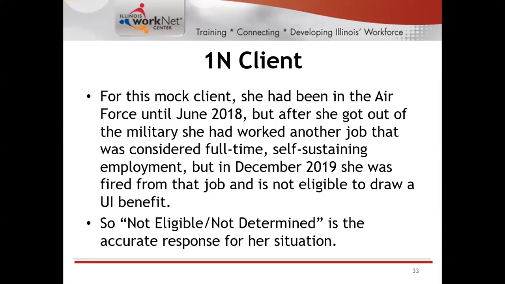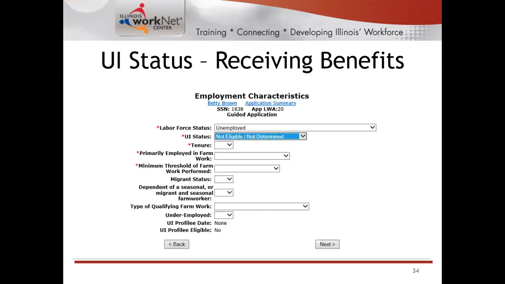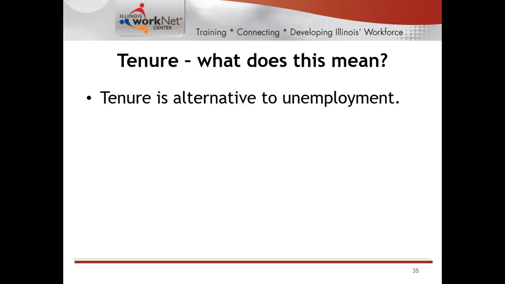Now, for this particular mock client in my PowerPoint, she had gotten out of the Air Force in June of 2018, and she got a job working right after she had gotten out of the military, but she got fired from that job in December of 19, well before the pandemic and well before anything else went on. And she wasn't eligible for traditional unemployment, and then she wasn't eligible for PUA. So for this particular client, the appropriate response is not eligible, not determined. So we kind of know, if we look at this screen right now, that this client's not going to meet unlikely to return unless she would meet the tenure criteria, which is the alternative to UI. And that's what we're going to speak about.